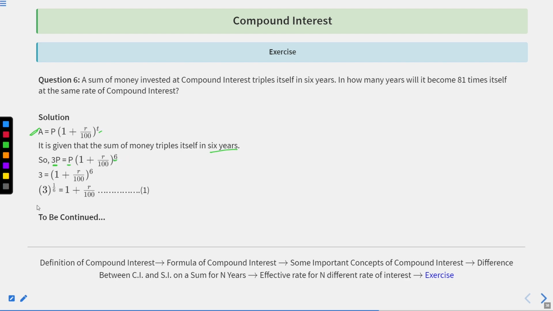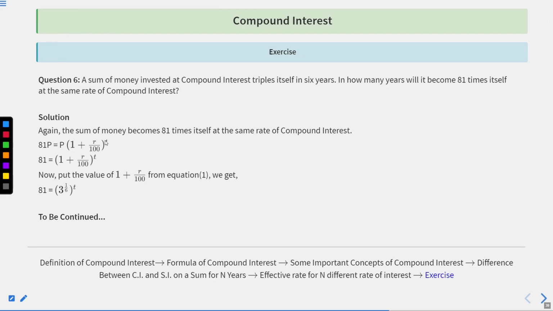So when you simplify this, P and P get cancelled, you will have 3 equal to 1 plus R upon 100 to the power 6. So that is 3 to the power 1 upon 6 equal to 1 plus R upon 100, which is equation number 1. So again, the sum of money becomes 81 times itself at the same rate of compound interest. So 81P equal to P times of 1 plus R upon 100 to the power T, and it is equal to 81 times of 1 plus R upon 100 to the power T. Now put the value of 1 plus R upon 100 from equation number 1, we get 81 equal to 3 to the power 1 by 6 to the power T.